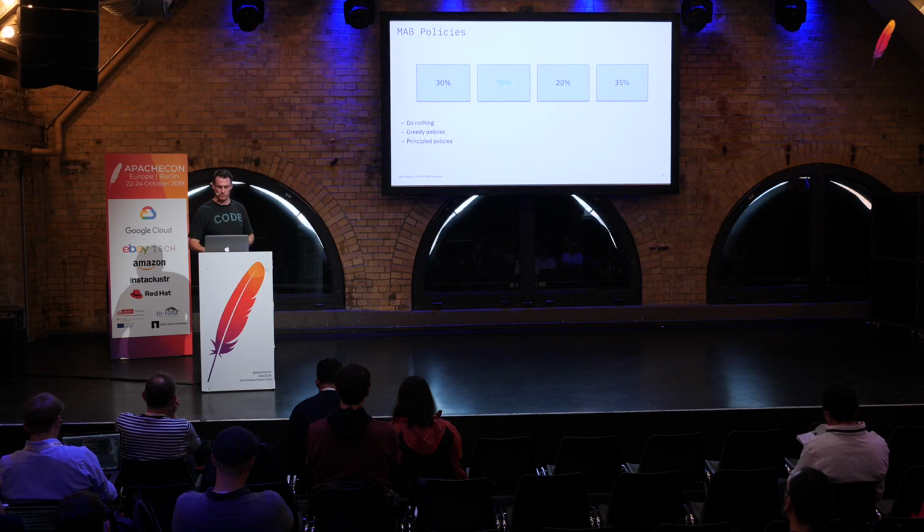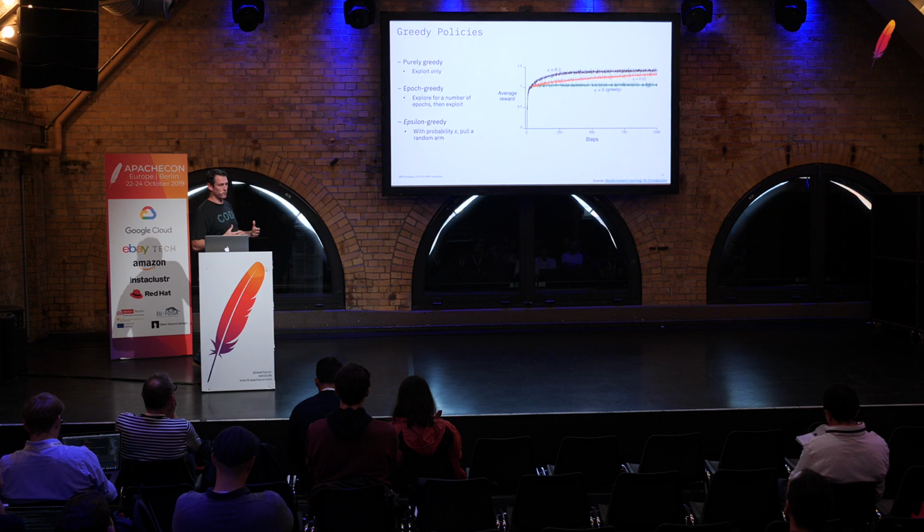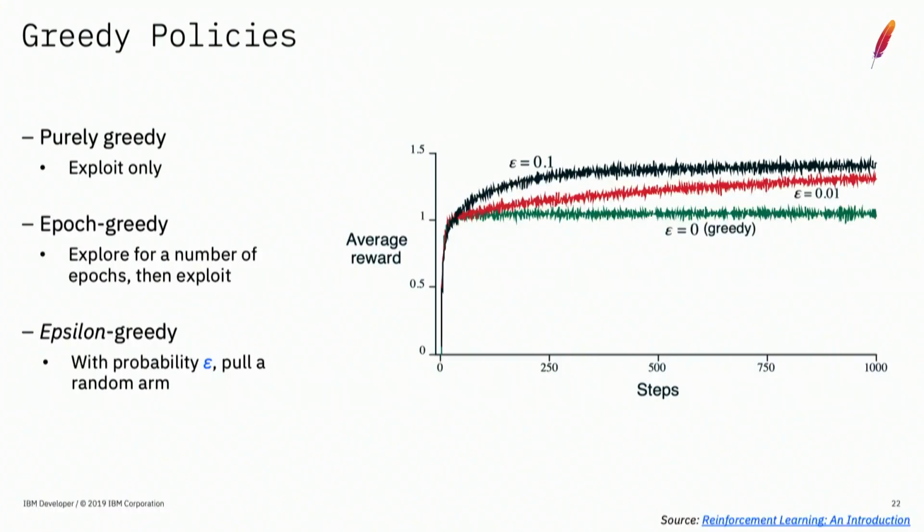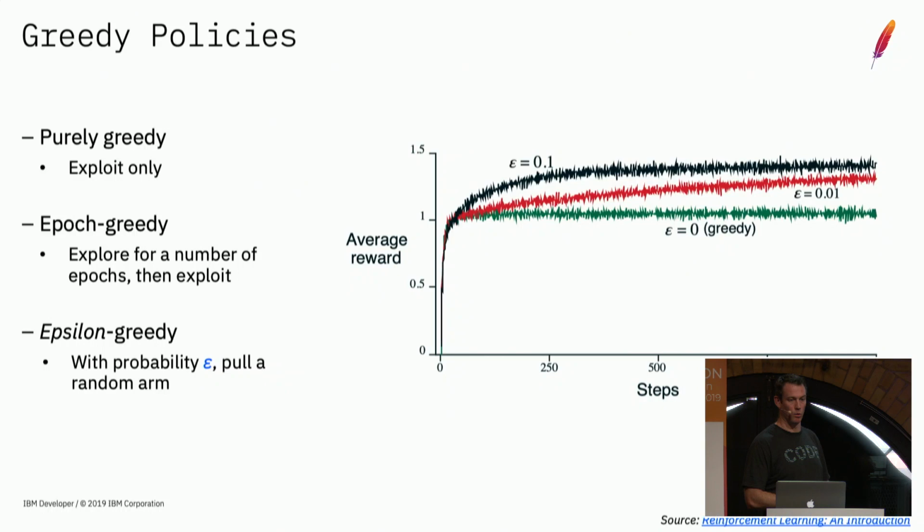So for greedy policies, the idea is that we want to mostly exploit. Okay, we're going to be greedy. We're going to use our knowledge as much as possible to increase our reward. So we could obviously be purely greedy, which is exploit only. So in theory, let's say we could pull each arm and then just go for the arm that gave us the reward. That would be close to a purely greedy approach.